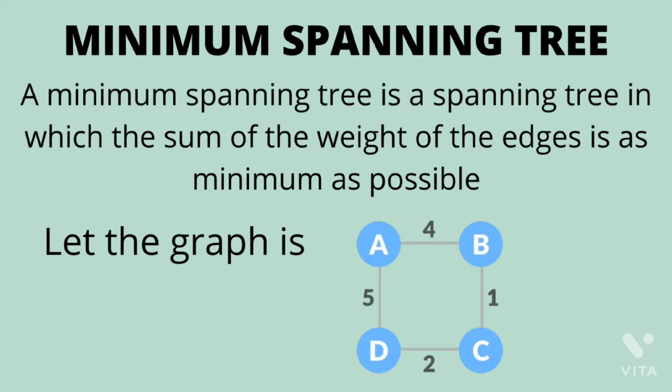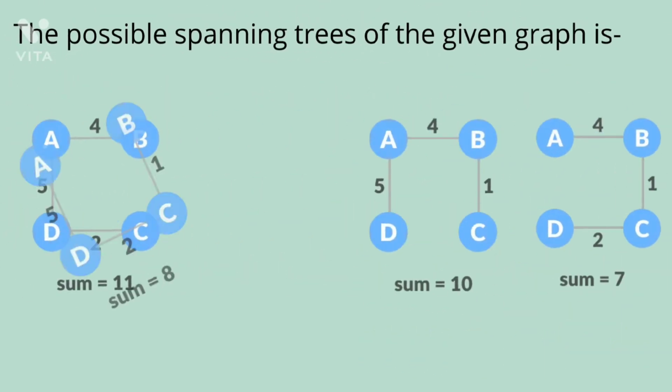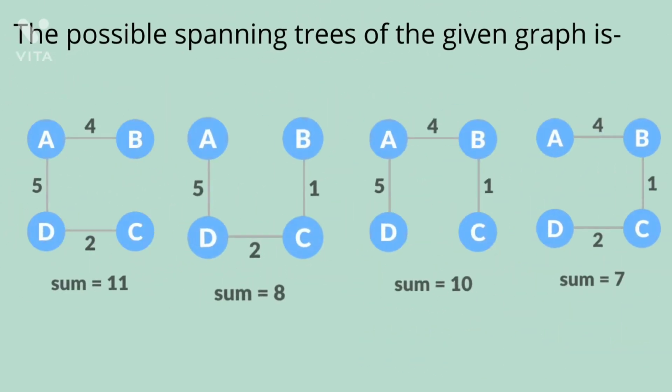Let the graph be this one, whose vertices are A, B, C and D, and weights of edges are 4, 1, 2 and 5 respectively. Then the possible spanning trees of the given graph are these 4. In the first spanning tree, B is not directly connected to C, but we can reach C from B via A and D. Similarly, these are the others.